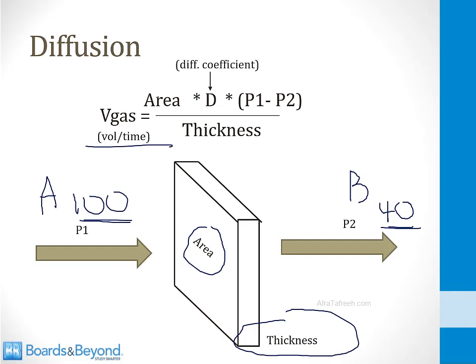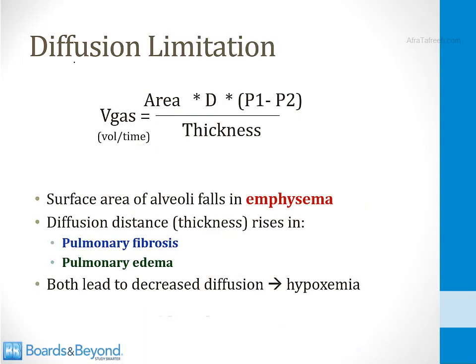The volume for time is proportional to the area, a diffusion coefficient that's specific to a gas in a particular system, the difference between P1 and P2, and it's divided by the thickness. And all the things I just said are apparent from this equation. More area leads to more gas diffusion, a bigger gradient leads to more gas diffusion, and more thickness leads to decreased gas diffusion.